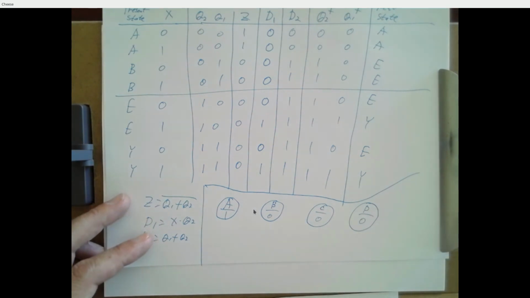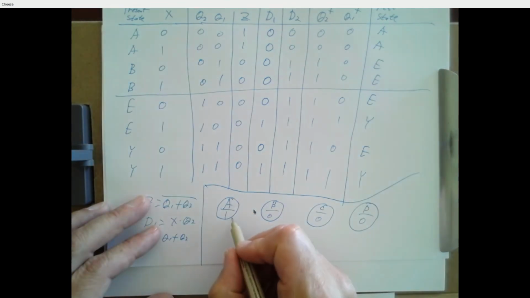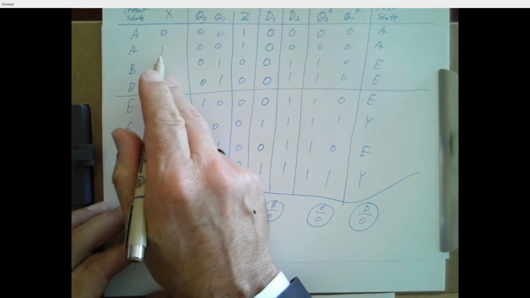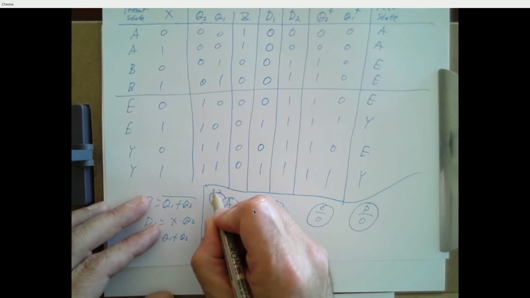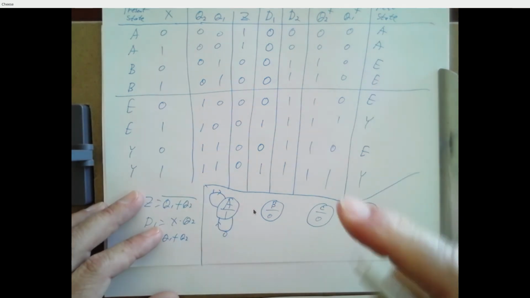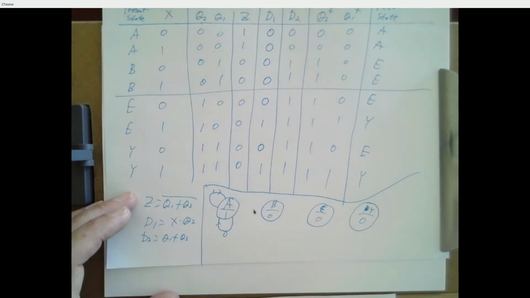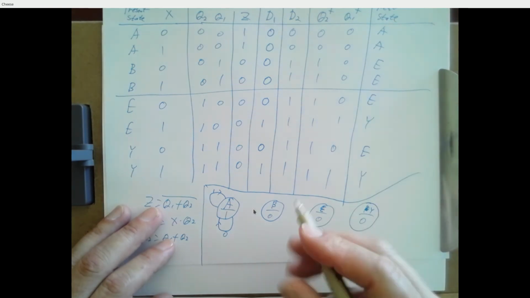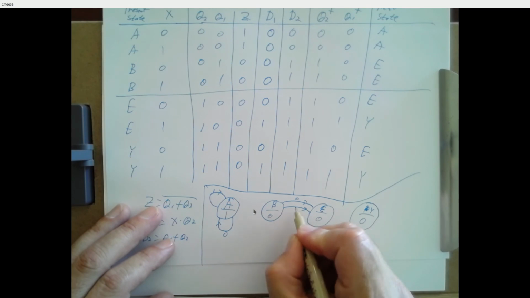And then we just draw transition arrows. So if you're in state A and your input is a 0, we stay in state A. If you're in state A and your input is 1, we also stay in state A. If you're in state B, it looks like you go to state E. I mislabeled my states: A, B, E, Y. If you're in state B, it looks like we always go to state E regardless of what our input is. So we go there for a 0 and we go there for a 1.